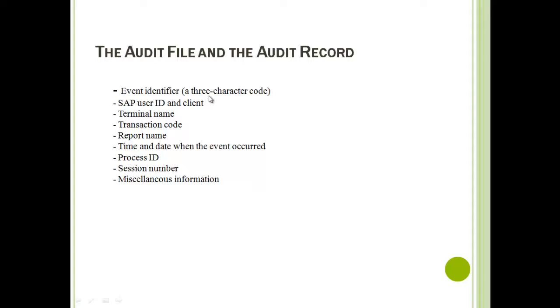The terminal name means the computer name. Then the transaction code, which this user has executed, and the report name, what report they ran, the time and date when the event has occurred, the process ID of the specific process, the session name, and some other information. We will see the total information we have in our coming slides.